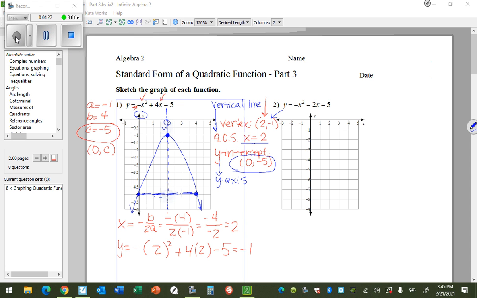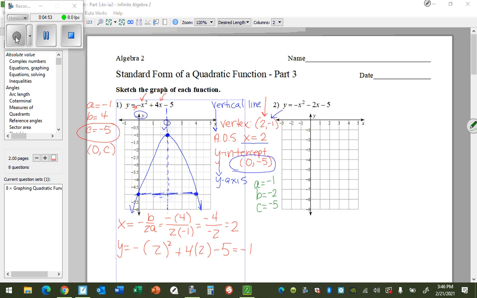All right, we're going to go ahead and try the next one over here, problem number 2. I'm going to switch out our colors real fast. Again, to start off everything, we have to know our A, B, C, quadratic. So A, B, and C. Our A value is -1, our B value is -2, and our C value is -5.